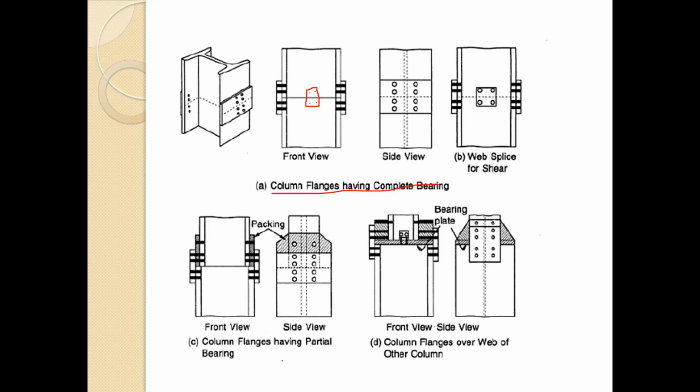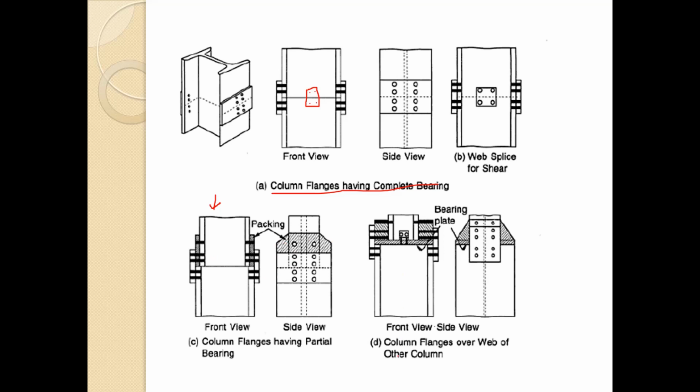Now the column flange is having the partial bearing. So you can see the web has been rested over one another, and this section at the top is having a small area or different section. So we have to provide the packing over here. As you can see, even this flange area is also less. So again we have to cut the plate like this, and we have to provide the packing.